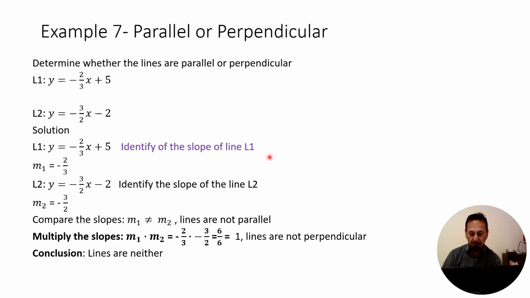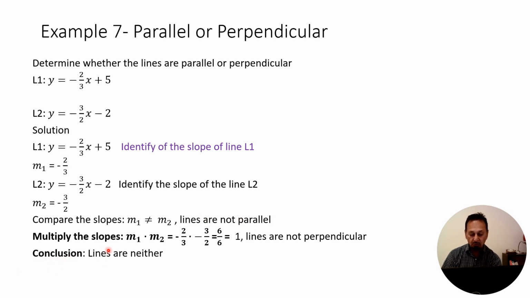Identify the slope of this line L1, which is m1 equals negative 2/3. Write down L2, y equals negative 3/2 x minus 2. Now we identify the slope of L2, and the slope is m2 equals negative 3 over 2. Now we compare the slopes. They are not equal. See, m1 is not equal to m2. So we can say the lines are not parallel.